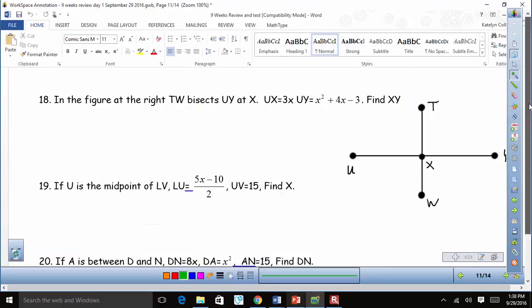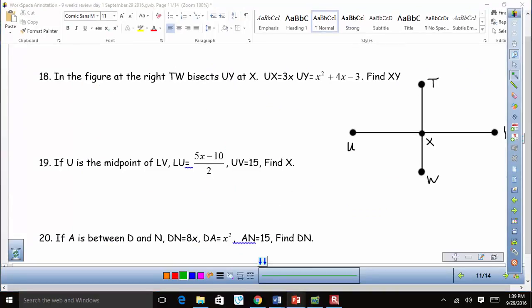Next one I want to look at is number 18. In number 18, we're using the figure to the right. It tells me TW bisects UY. So what does bisects mean again? It cuts in half. Remember, we talked about what's being cut versus what's doing the cutting. Is TW the knife or is UW the knife? Which one's doing the cutting?